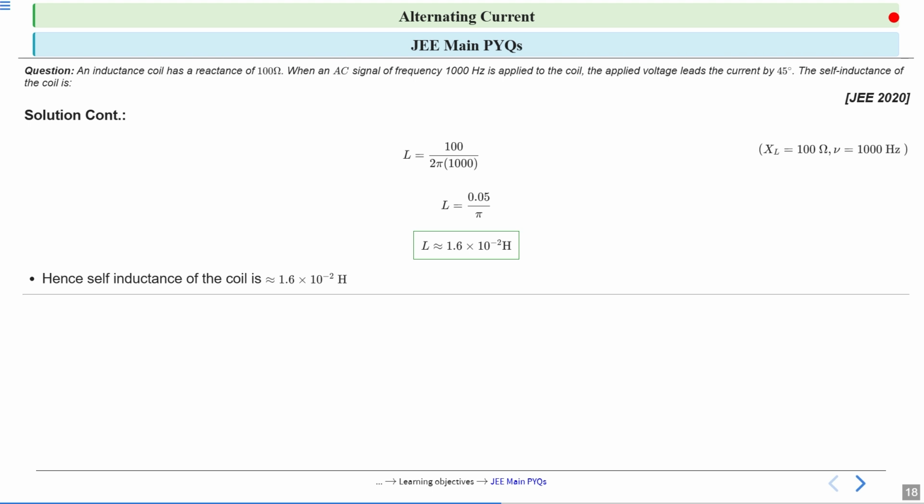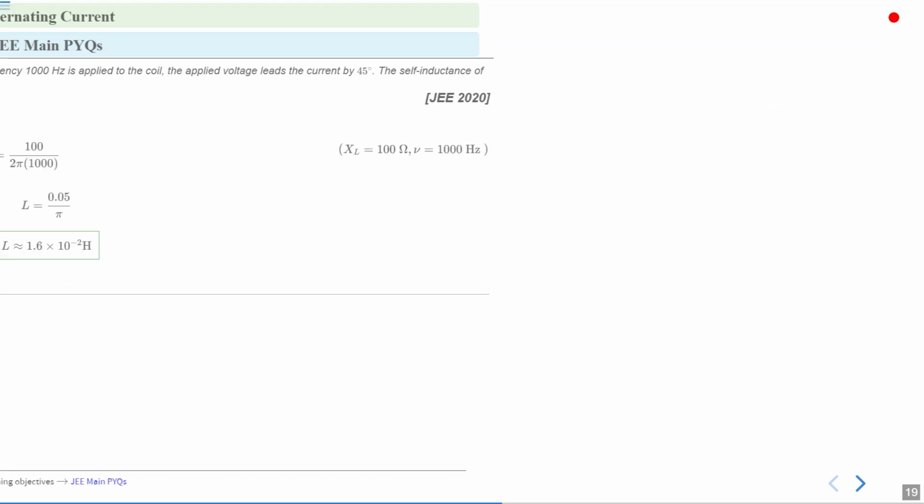So the phase difference of 45 degrees that is given in the question has no use in the question. Okay, so next question.